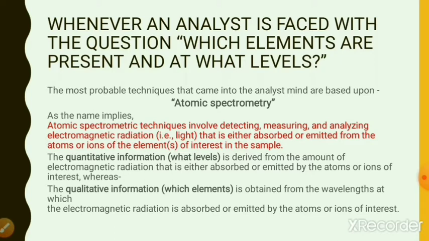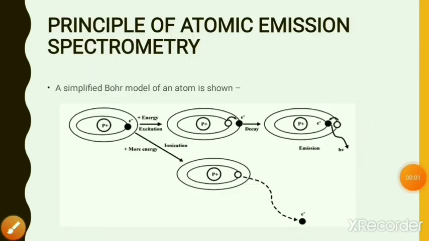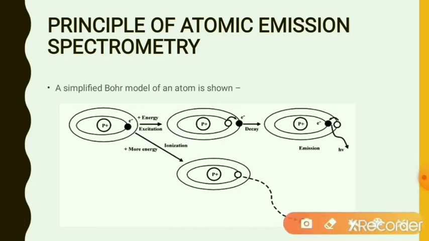So what is the basic principle? As we know, the detection and measurement of emission of electromagnetic radiation can be more easily described once the nature of atomic and ionic spectra is fully understood. So here a simplified Bohr model is given. As we know, an atom consists of electrons, protons and neutrons, in which protons and neutrons are in the nucleus of the atom and electrons are revolving around the nucleus in discrete orbitals.